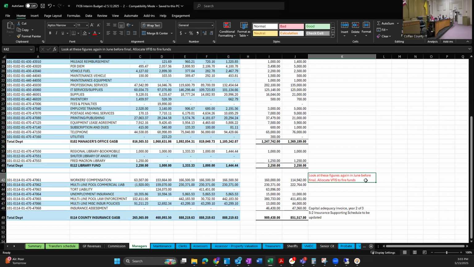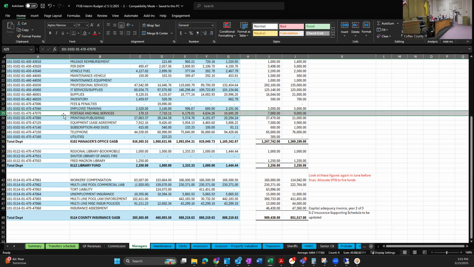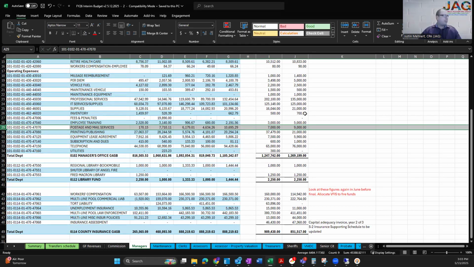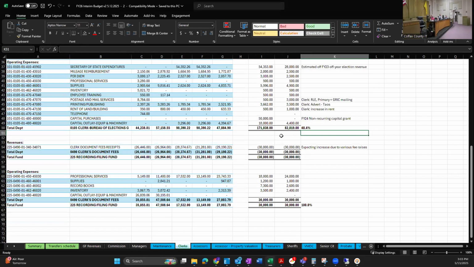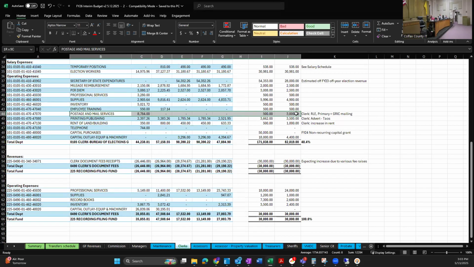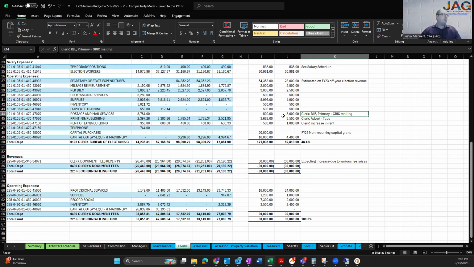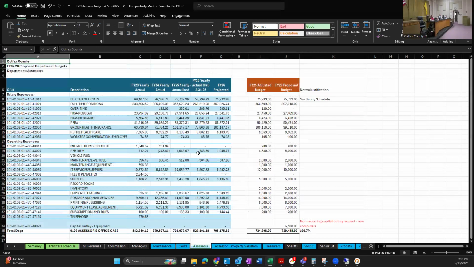So what is it? Stamps 75 cents now? Cheaper at the machine. Various funds have a postage and mail service. Here, probably clerk selection. This one's been bumped up already. Okay, I can check clerks, if they're all going up a little. Clerks has been increased. Who else? Assessor. Yeah.